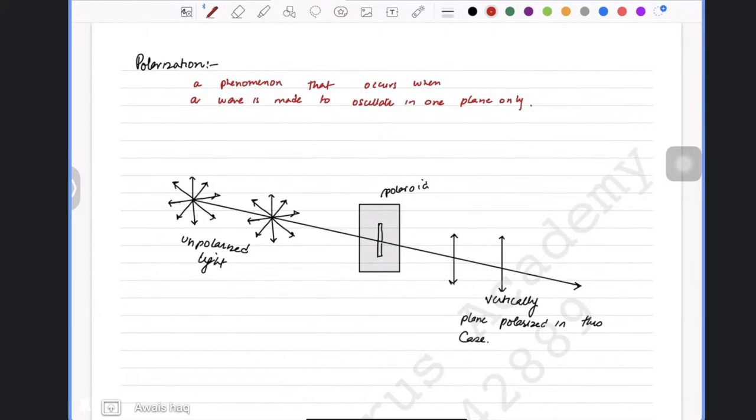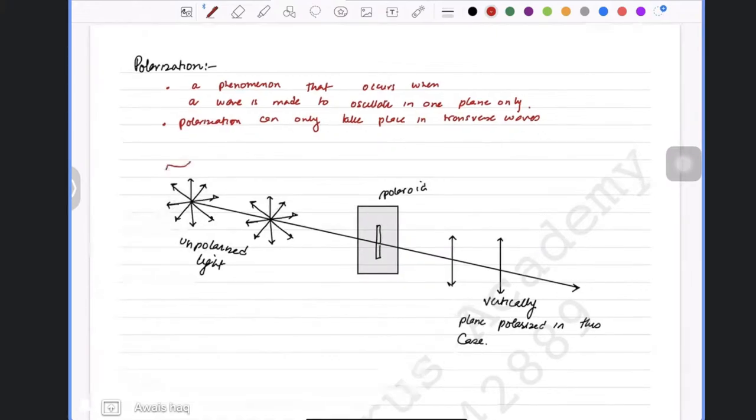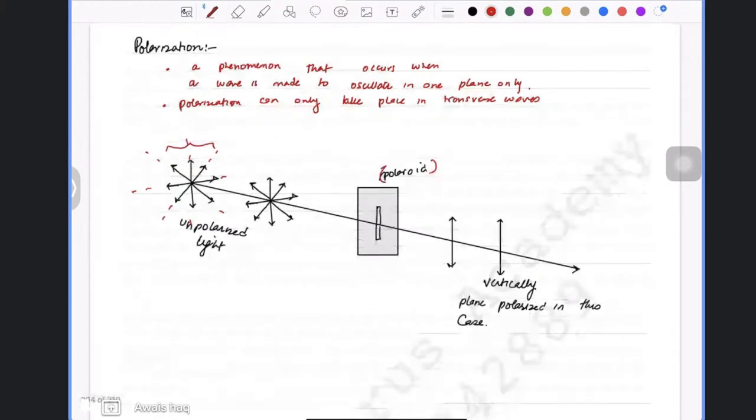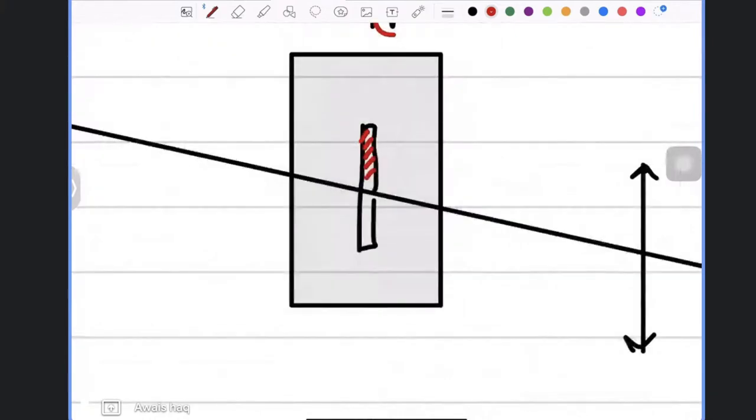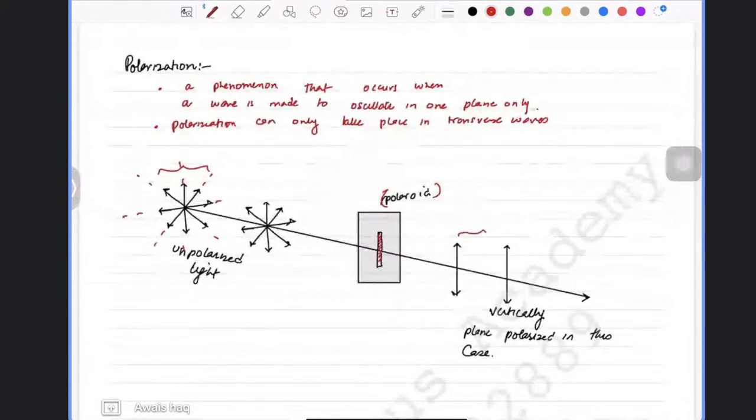The only thing that you guys need to remember is that polarization can only take place in transverse waves. You cannot expect it to have in longitudinal waves, just remember that. Anyway, when the unpolarized light, which looks like this, so it's basically going in different directions, vibrating like this, and we have put a polaroid. Now polaroid is basically a filter, and as you can see, it has an opening right here, which means it will only allow the vertical plane waves to go, and it will cancel all these ones.